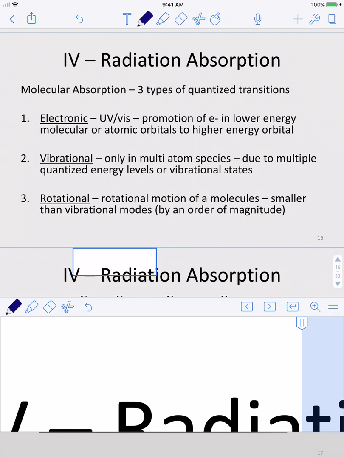Here, this only works for multi-atom species, so it has to be a molecule. We have two atoms which are vibrating, and these vibrations of the bond between the two can be quantized. And then we have what are called rotational transitions as well, for the rotational motion of molecules. It's smaller than vibrational modes by an order of magnitude, but it still is a quantized energy transition.